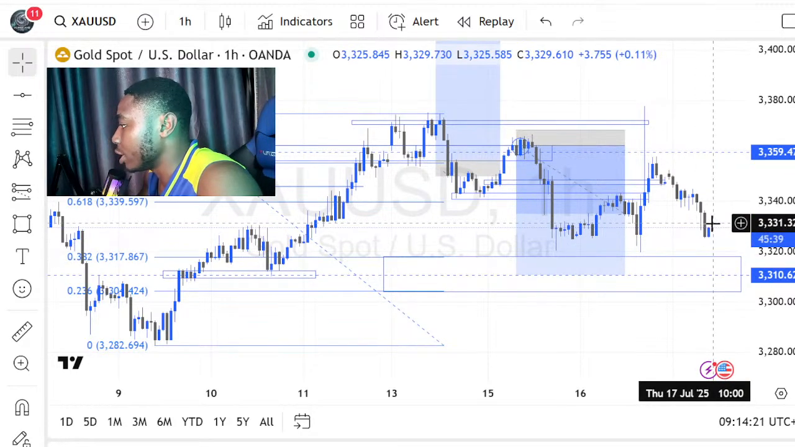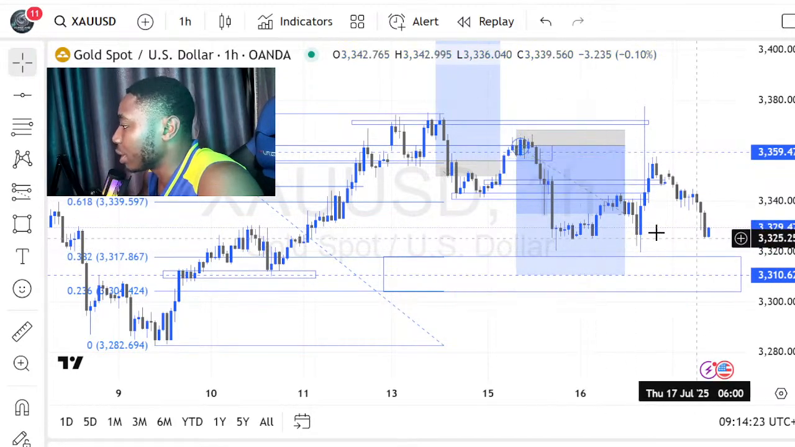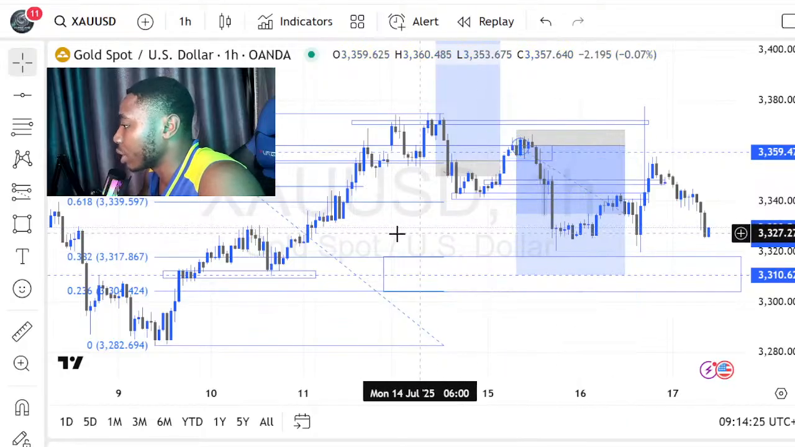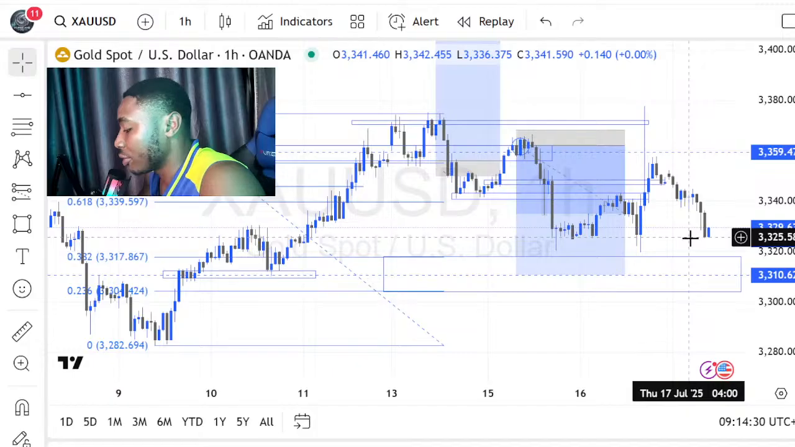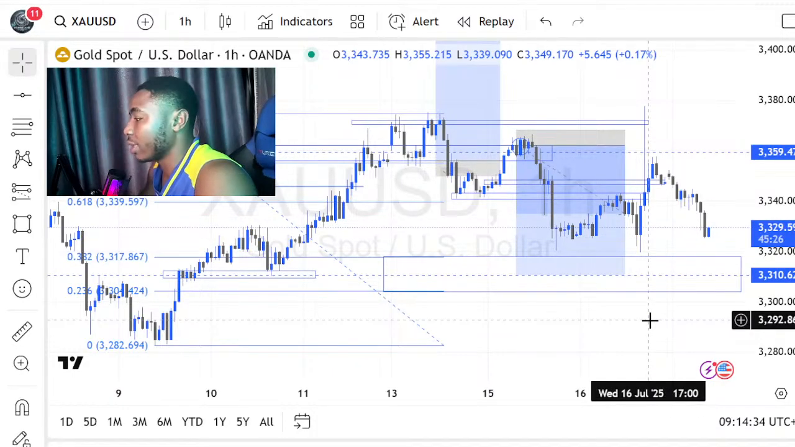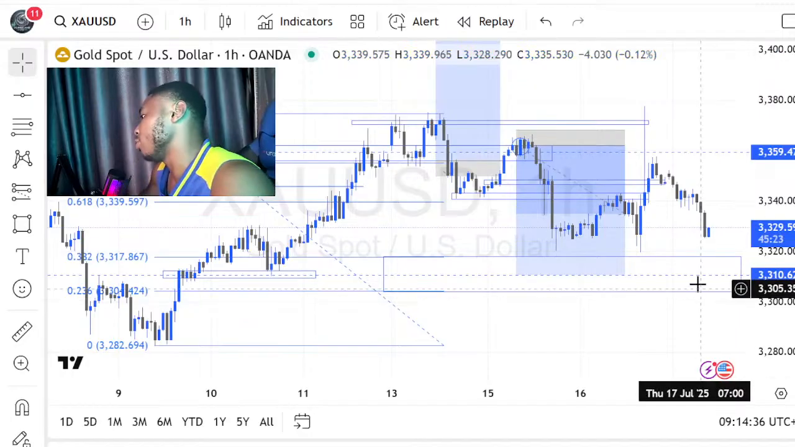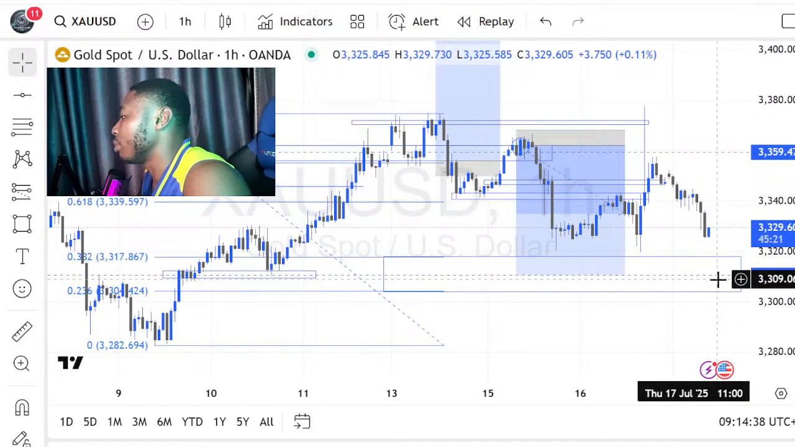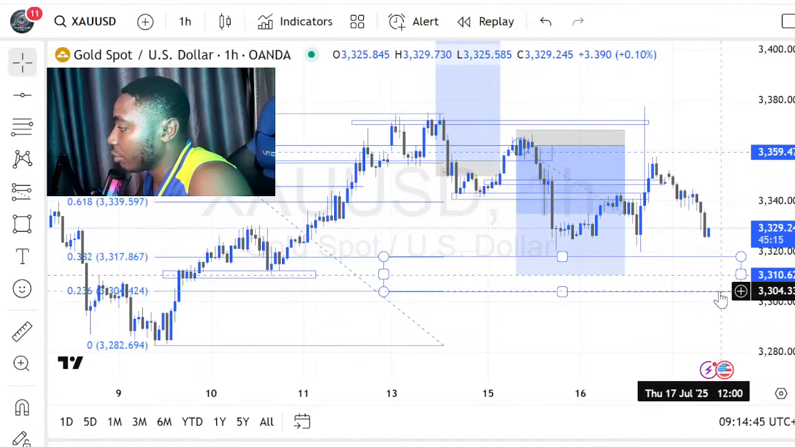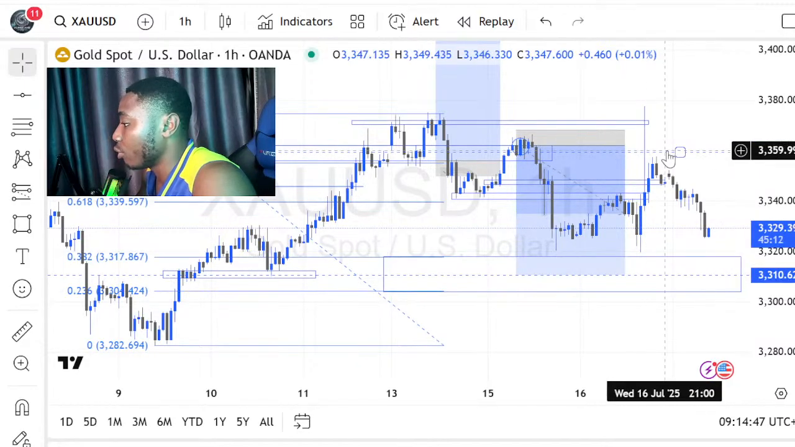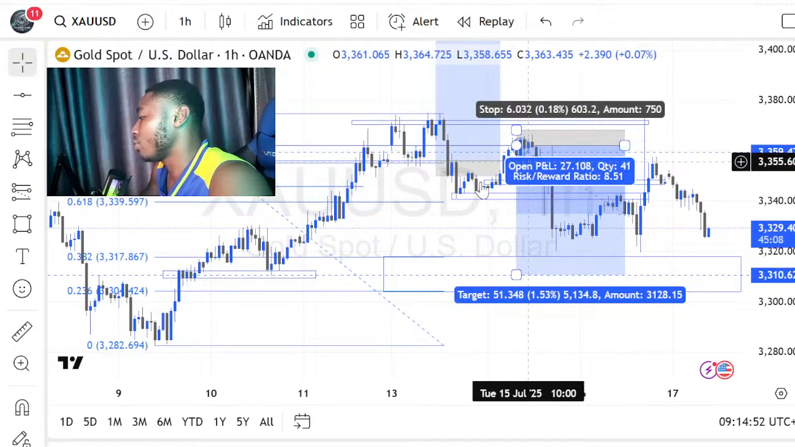So I'm still gonna expect gold, although it's still trying to respect this support here, but this is the third time it's respecting that support. I don't think it should be much stronger again like the first usage, like I always say. So I'm expecting it to come back into this 33.10 golden zone, and even maybe below to 33.04. Then we can take a long buy. This is gonna be a swing trade, guys.